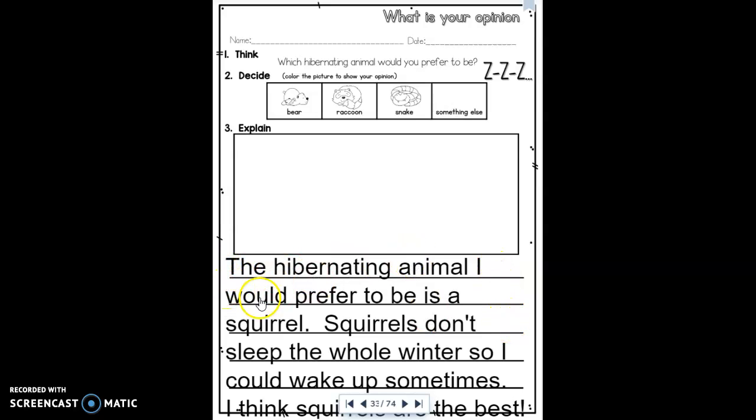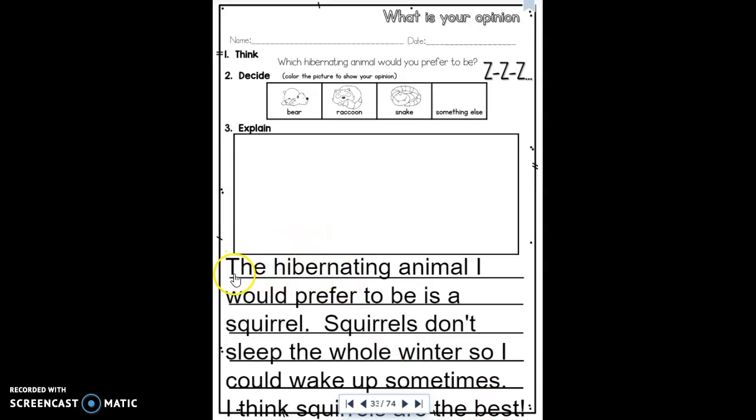The hibernating animal I would prefer to be is a squirrel. Here's the question that I've restated, and then I've given my opinion. I think it's going to be a squirrel. Now I'm going to give my because. Squirrels don't sleep the whole winter, so I could wake up sometimes, okay? That's my why. Why do I want to be a squirrel? Because squirrels don't sleep the whole time. They wake up. And I finished up by saying, I think squirrels are the best, okay?